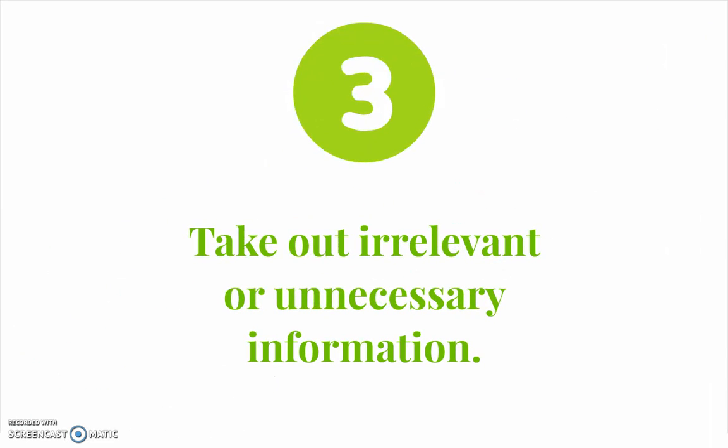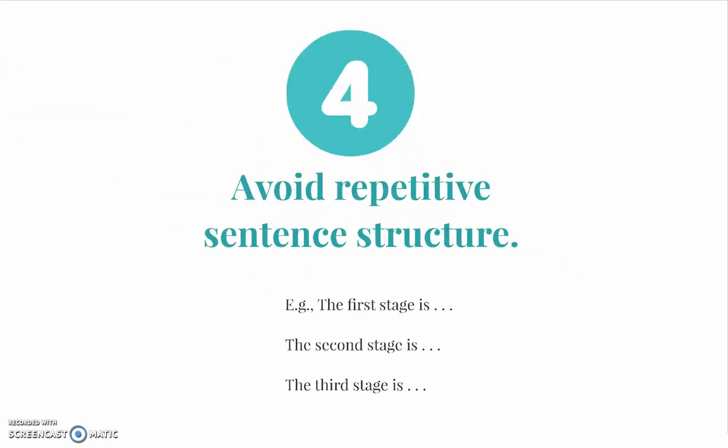Take out irrelevant or unnecessary information, even if you like the sentence's wording. Some sentences you created previously will not be important to your central argument. Avoid repetitive sentence structure. Try not to start your sentences in the same way, like this example. The first stage is, the second stage is, the third stage is.